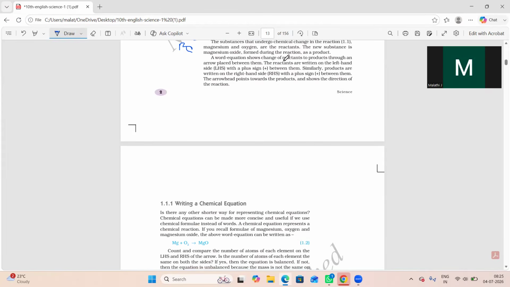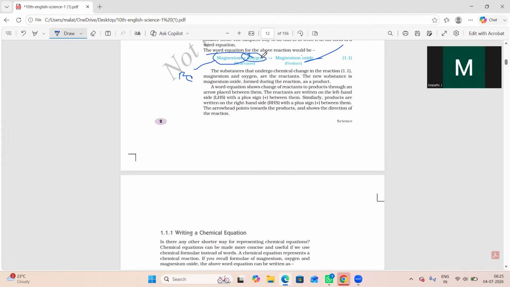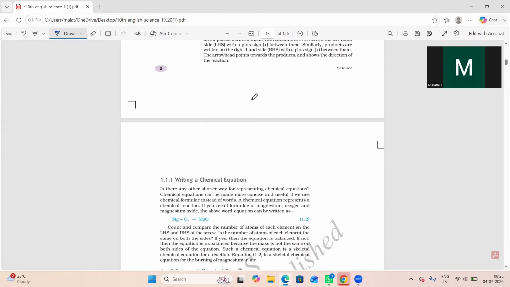If you observe here, the change of reactants to products is shown through an arrow placed between them. We should write the arrow between the reactants and the products. The reactants are written on the left hand side, and the product will be on the right hand side.